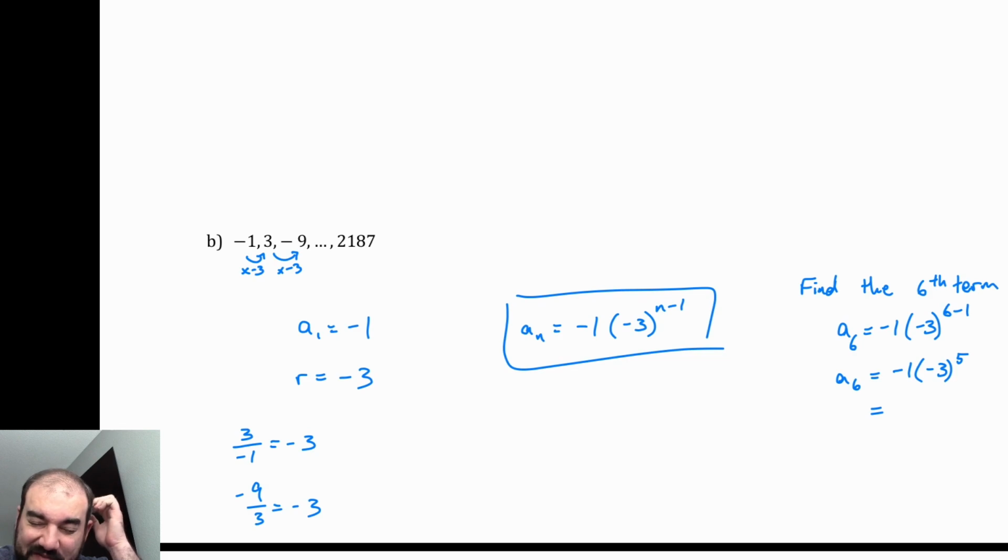Oh, what's -3 to the 5th? 3 times 3 is 9. 9 times 9 is 81. 81 times 3... No, not 81 times 81. Sorry, it's 243. Oh, that took me so long. So the sixth term in the sequence would be 243.